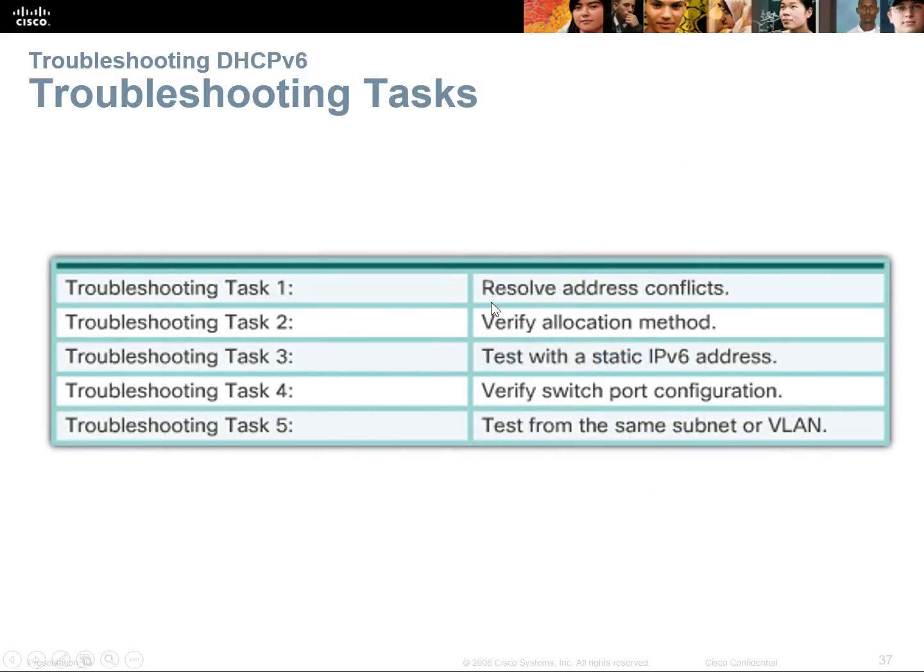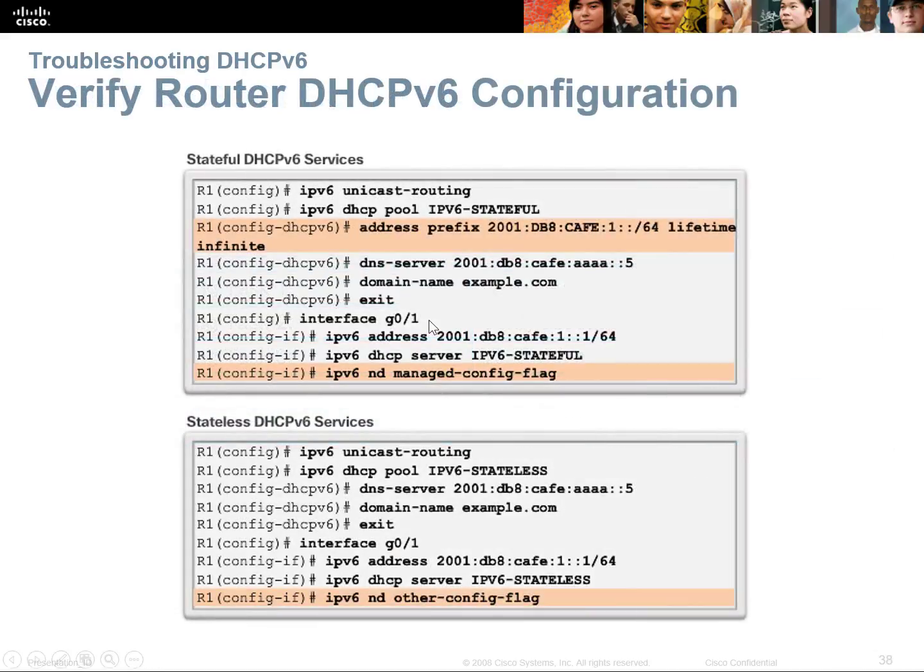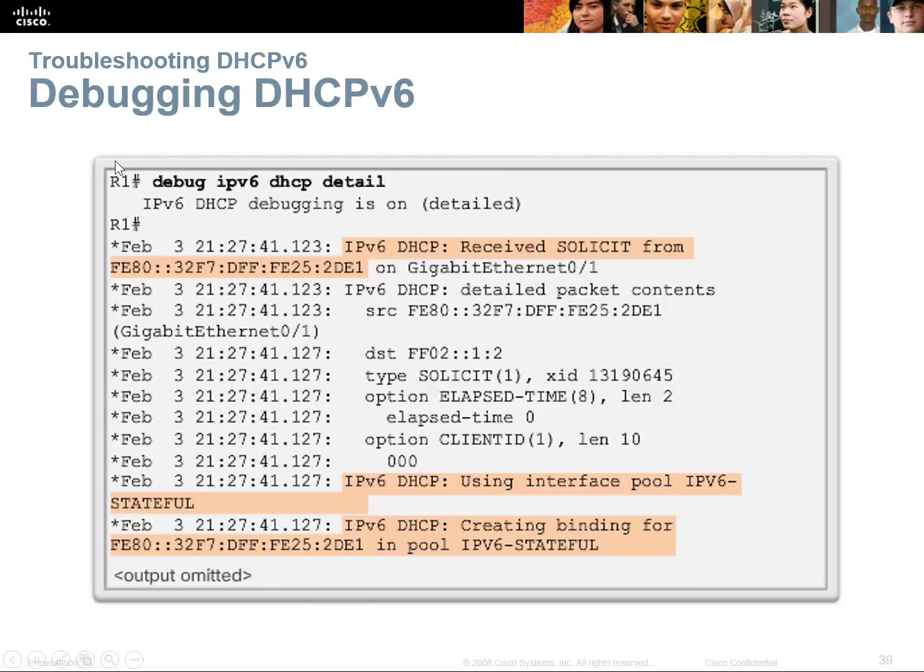Like IPv4, same as before: resolve the address conflicts, make sure you're not reserving or using wrong addresses, verify allocation methods, and test. Remember, this is the ping, tracert commands. Verify port configuration, lights, and test the same subnet. Like I mentioned on the other one, make sure everybody's in the same subnet or VLAN as well. When you verify, you can type in these commands to verify either stateful or stateless. These will be covered more as we go on. Just like IPv4, you have stateful and you have stateless. It depends on what you need to use it for, how long you need to use it, and what type of address it is. And then, of course, if you want to debug it, like IPv4, you're going to do debug IPv6 DHCP details, and to turn this off, go no debug IPv6 DHCP detail.